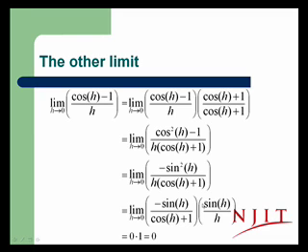Well, we know now that the sine h over h goes to 1 as h goes to 0, and as h goes to 0, we have the other piece, the sine of h goes to 0, the denominator cosine of h plus 1 goes to 1 plus 1 or 2. So this first piece goes to 0. Second piece goes to 1. We get 0 times 1 is 0.